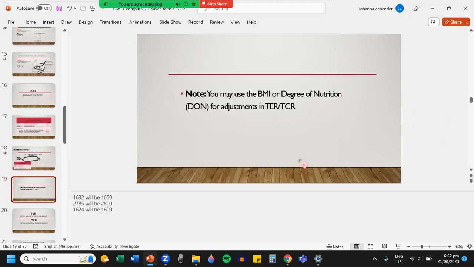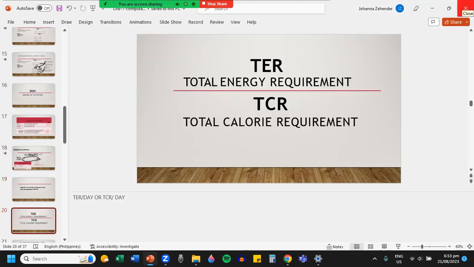Again, you may use BMI or degree of nutrition for adjustments in TER or TCR. So it's a matter of properly computing as well as rounding off correctly. The rule of thumb when it comes to rounding off is to round off to the nearest value, or to the nearest amount divisible by 50. Next we proceed to our TER, our total energy requirement, as well as our TCR, our total calorie requirement.